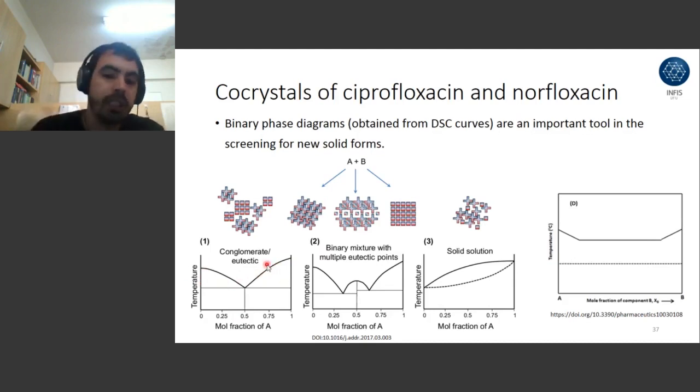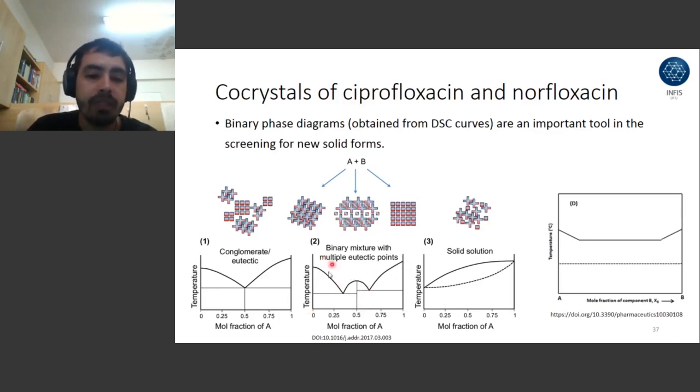So analyzing the binary phase diagrams, we can identify eutectic mixtures, for example. We can identify solid solutions. We can identify physical mixtures, for example, and we can identify possible co-crystals.